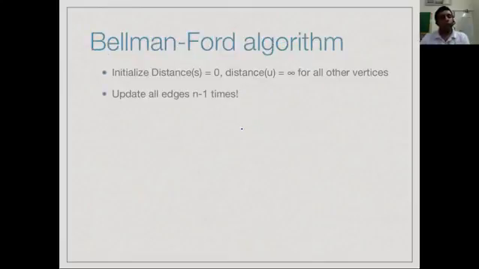So the Bellman-Ford algorithm basically says, don't try to find a particular sequence, just generally compute all possible sequences of updates. So at a high level, this is the algorithm. It says initially assign the distance of S to be 0 and the distance of U to be infinity for every other vertex. Now you just blindly do every update n-1 times.